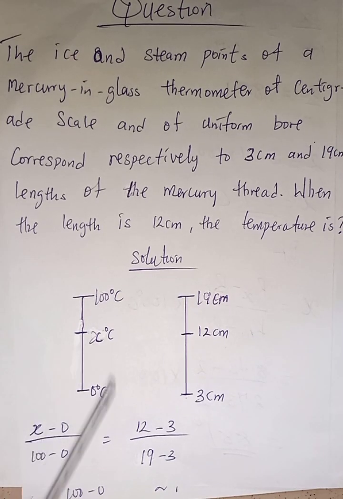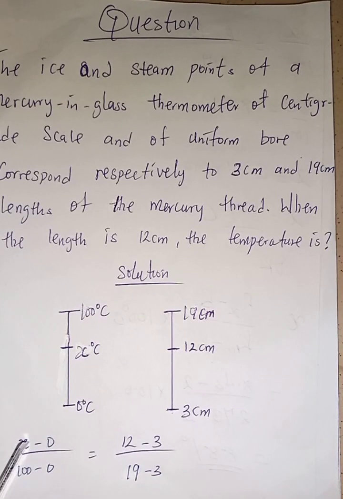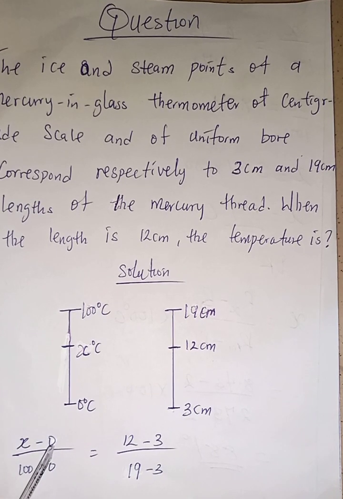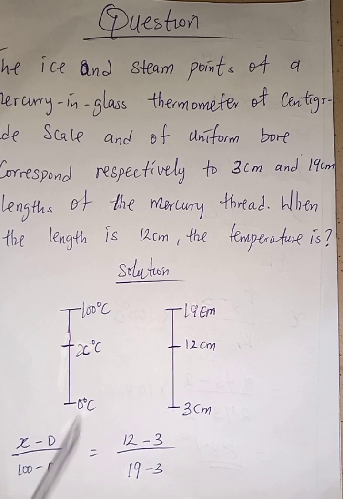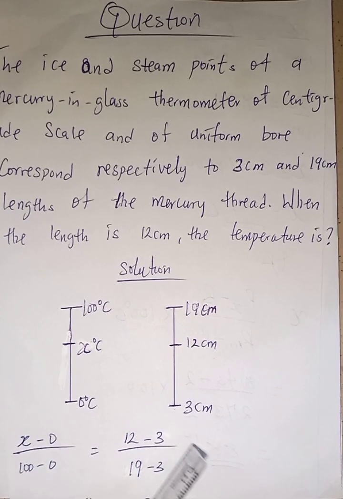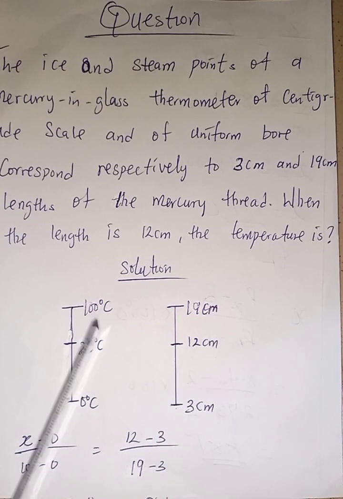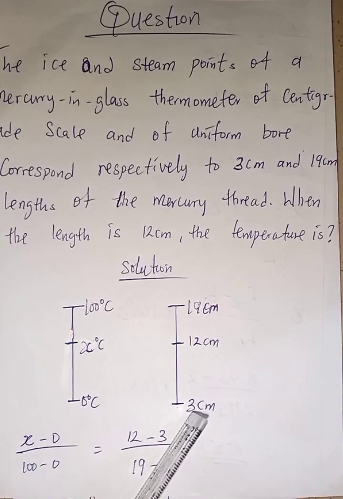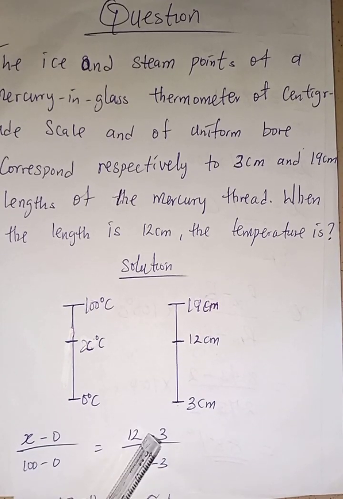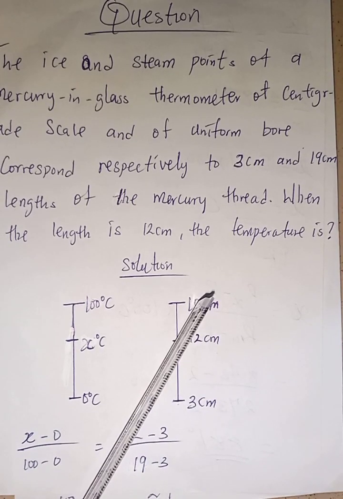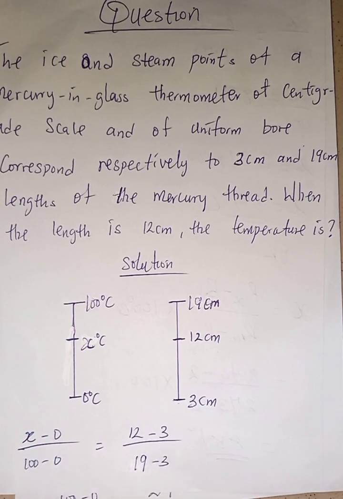So we're going to have x minus 0, look at it here, x minus 0 divided by 100, which is the upper side, minus 0. That will be equal to what corresponds to x here, 12, minus what corresponds to 0 here, 3, divided by what corresponds to 100, 19, minus 3. That's all. Just do something here, do the same thing here.